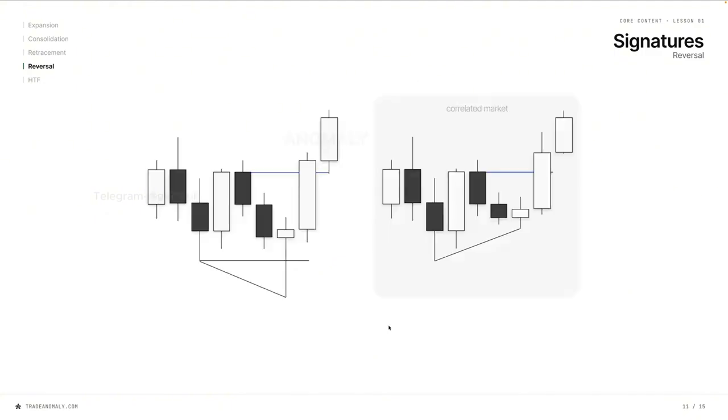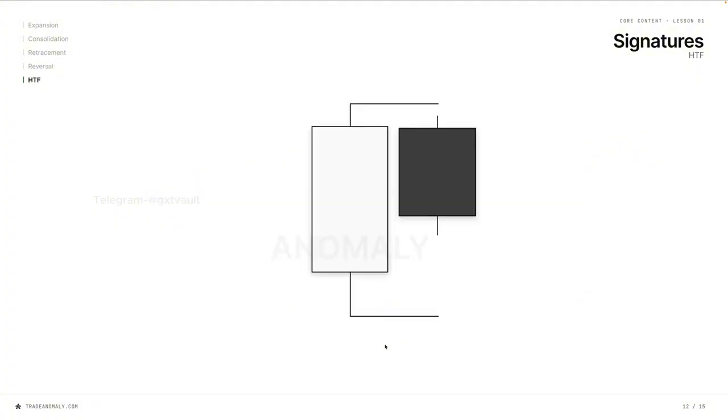So another reversal signature that we will always be using is SMT divergence, pairing that with our key level that we want to see price reverse off of. Now let's go ahead and talk about higher time frame signatures. So here we have consolidation. This is where price expands. The next candle fails to take out the previous candle's high and the previous candle's low. This inside bar is a lower time frame consolidation.